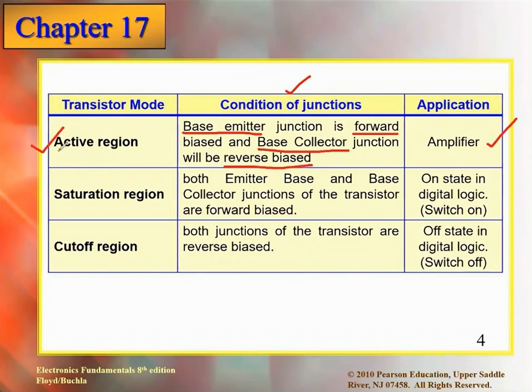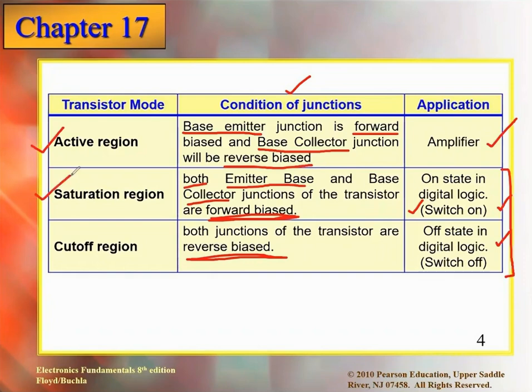Okay. Let's see now. So this is one application, as I said, amplifier. Another one is as a switch. When we use it as a switch, girls, it is going to work either as a switch on or as a switch off. For switch on, both the base-emitter and base-collector junctions must be in forward bias. When both are in forward bias, it will behave like a switch on. Another one, the off state in digital, is switch off. Both must be in reverse bias. So when it is working as a switch on, that is the saturation region or saturation mode.